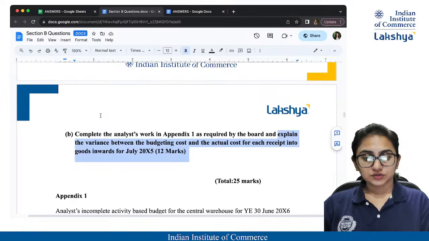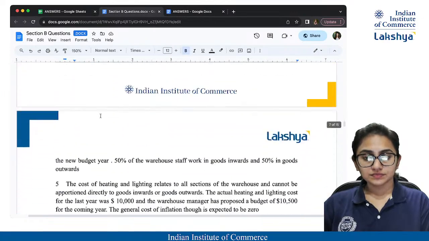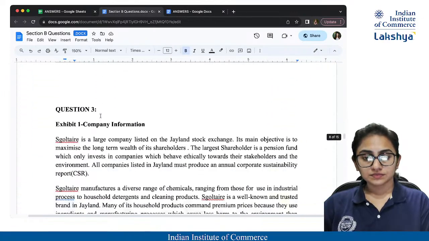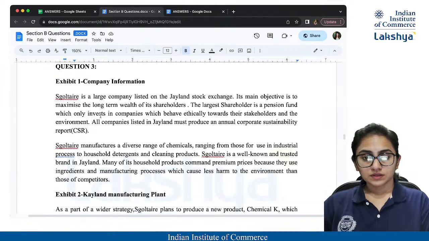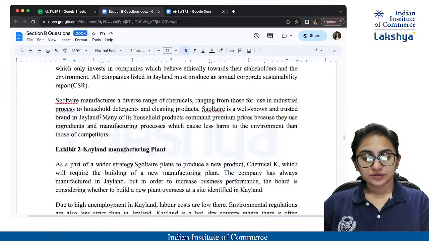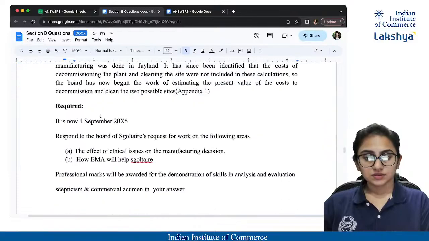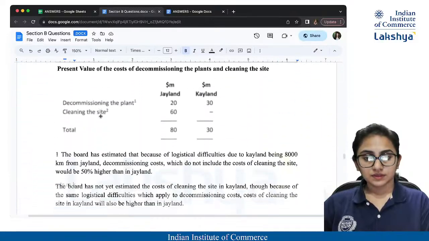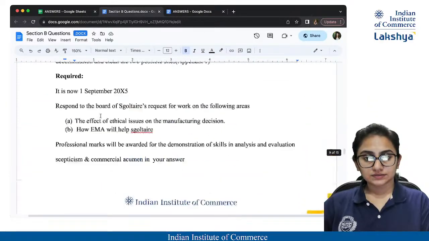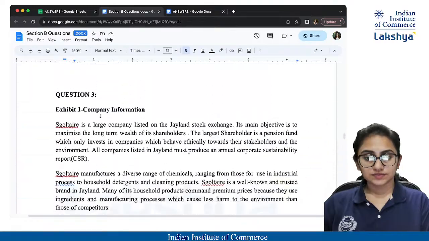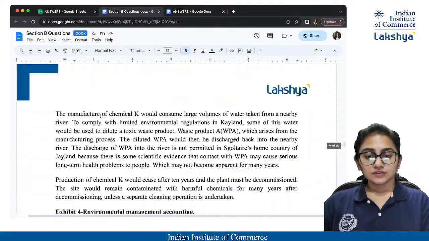Beginning the next question. As Jolter. This is the question. And this is the appendix. So let's do the third question. First, read the requirement.